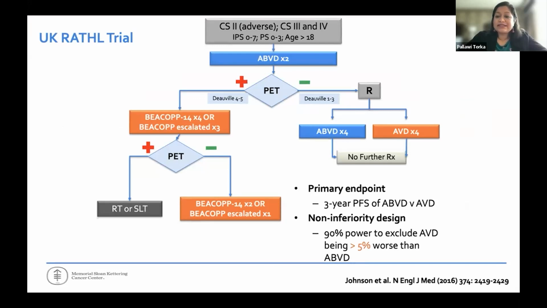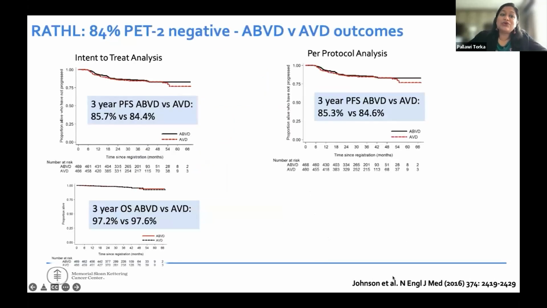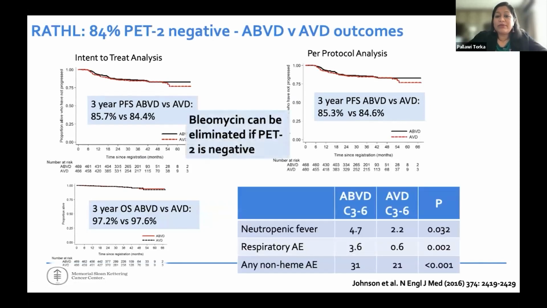So this is the RATHL study that I've mentioned. So as you can see, there are 2 parts of the RATHL study. The first, all patients start with ABVD 2 cycles, and then the PET is negative after 2 cycles. You follow this path, which is you randomize patients to ABVD times 4 versus AVD times 4, and the other path is those patients were escalated to BEACOPP. And what this basically showed is that it didn't matter. So you could safely drop bleomycin if PET2 was negative.